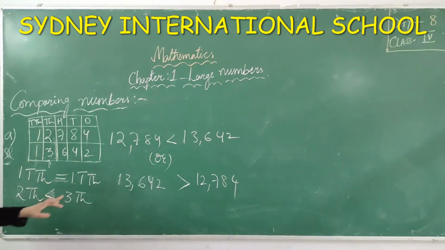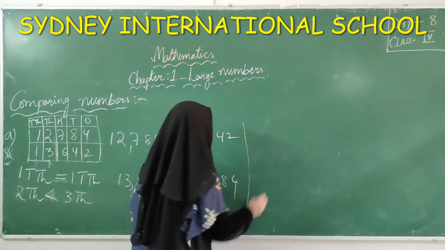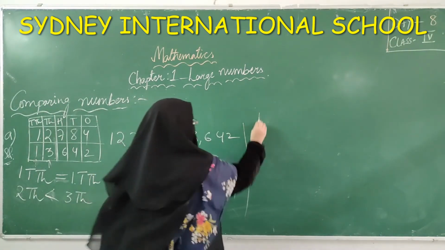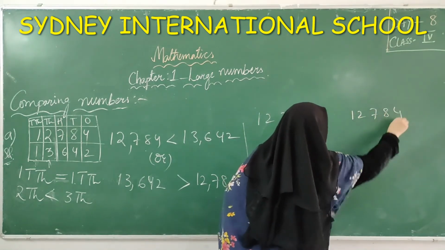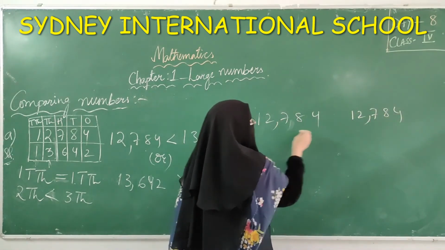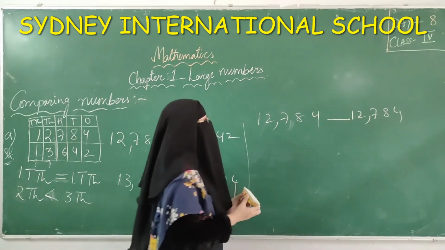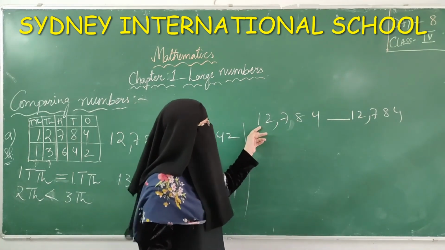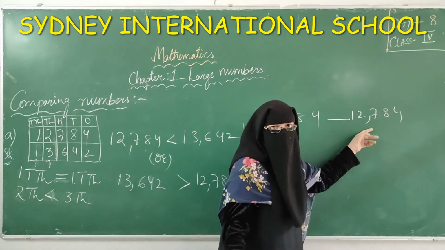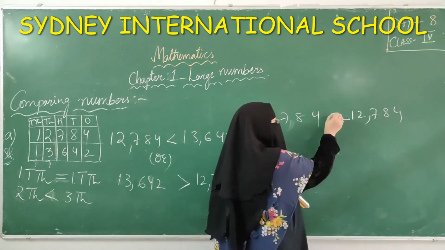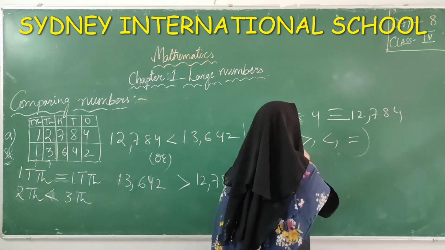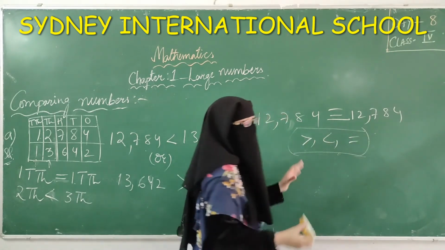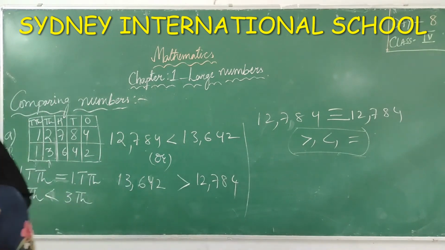If two numbers are equal, see here, I am taking one more example. I am comparing this. Which sign will come here? Fill in the blanks with greater than, less than or equal to. 12,784, 12,784. Both are equal. So we have to put which sign? Equal to sign. In order to compare the numbers, we will use three signs: greater than, less than, equal to. I'll show you one more thing.